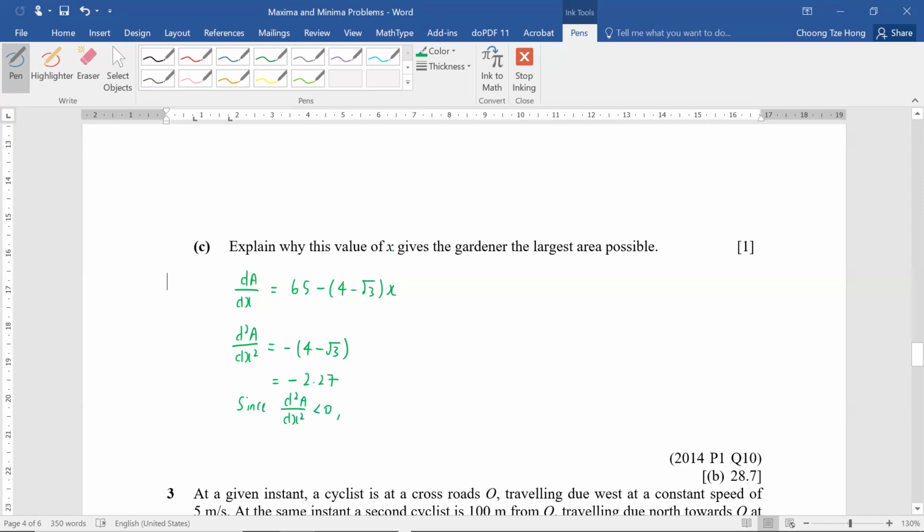They want to explain why this value of x gives the garden the largest possible area, right? Let's answer it directly. x equals 28.7 meters. The reason is because d2A/dx squared is less than 0. It will give the gardener the largest possible area of the plot.